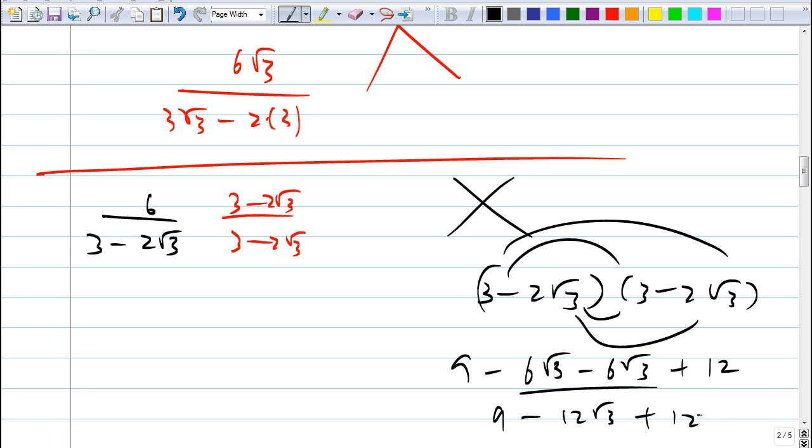You guys remember the difference of two squares? Guess what we have to do then? Instead of multiplying the same denominator, we have to multiply which one? Okay, everybody think about it. I'll wait. Go ahead, think about it as a team. What do you have to do?